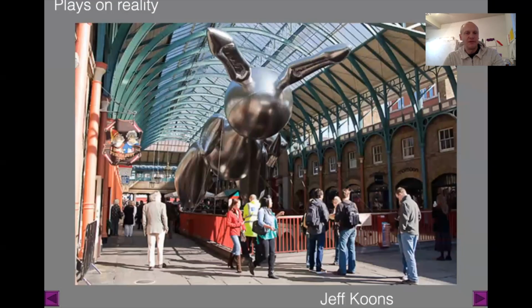Here's another example of scale. So this is meant to look like a blown up mylar balloon, but in fact, this is made out of metal. And so that sort of faking of material and the change of scale makes the relationship with this work very strange.